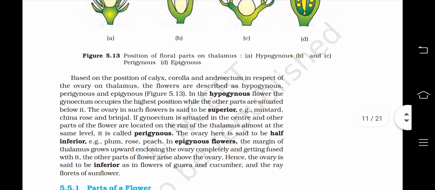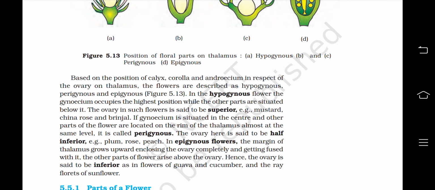Based on the position of calyx, corolla, and androecium in respect of the ovary on the thalamus, the flowers are described as hypogynous, perigynous, and epigynous. In hypogynous flowers, the gynoecium occupies the highest position while the other parts are situated below it. The ovary in such flowers is said to be superior. Example: mustard, china rose, and brinjal.